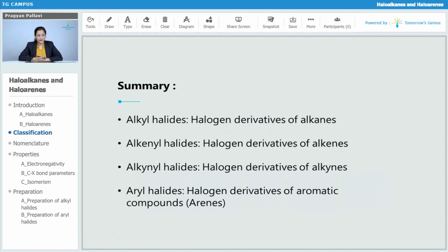So we can summarize this. Alkyl halides are the halogen derivatives of alkanes, alkenyl halides are the halogen derivatives of alkenes, and alkynyl halides are the halogen derivatives of alkynes, and the aryl halides are the halogen derivatives of aromatic compounds, also known as arenes.